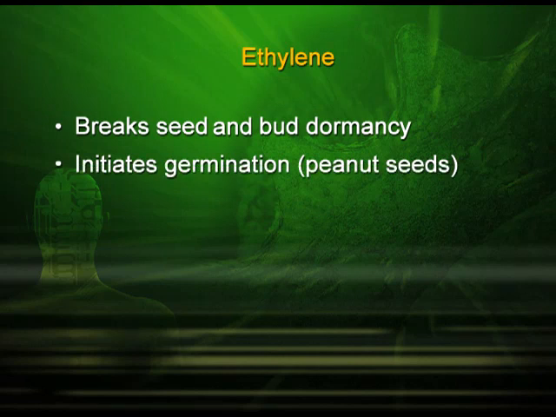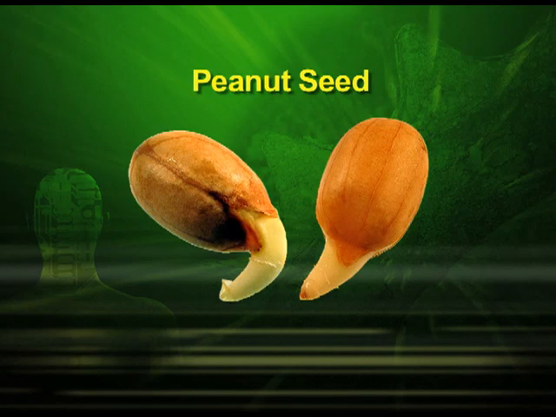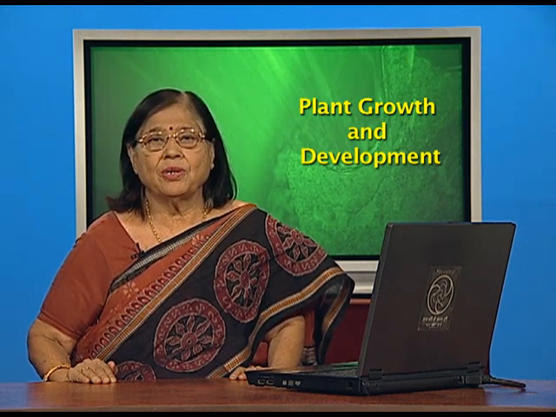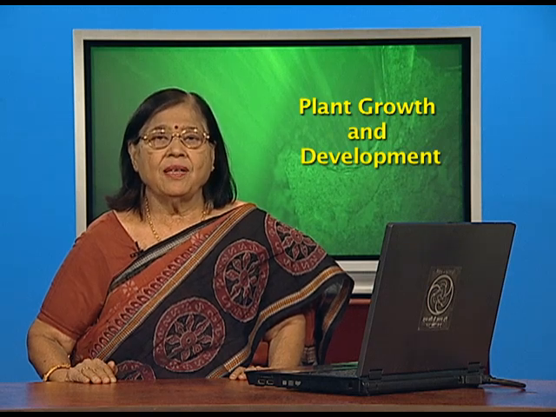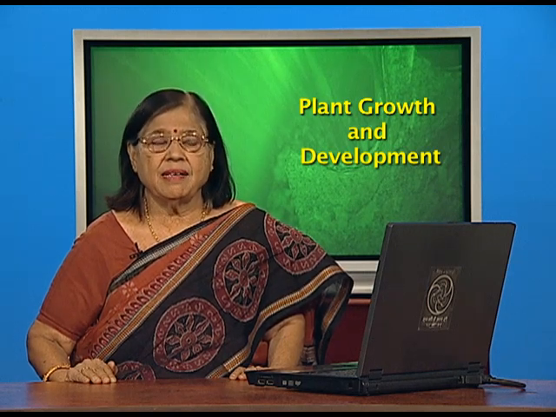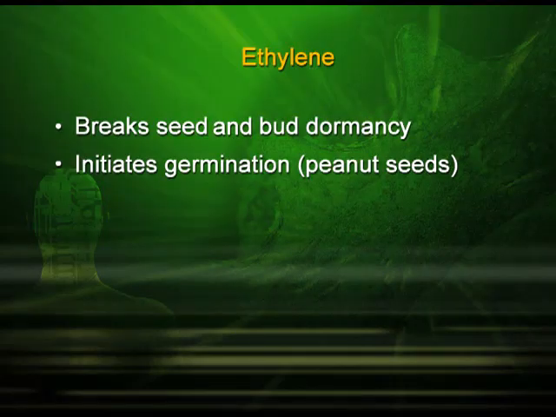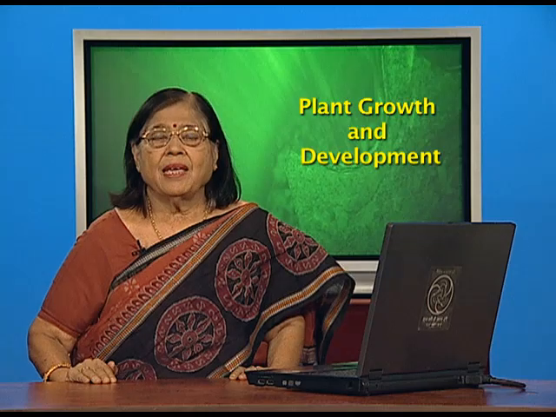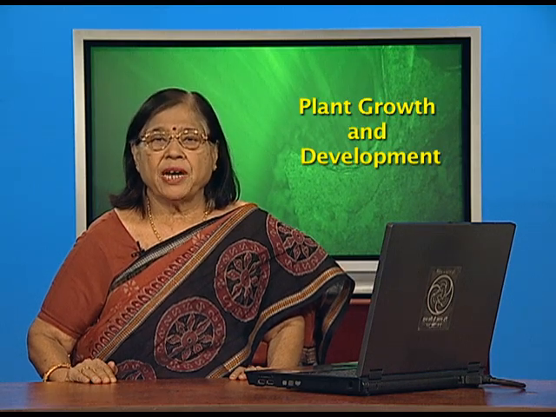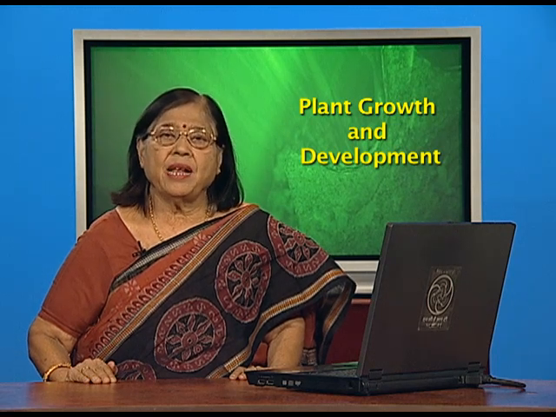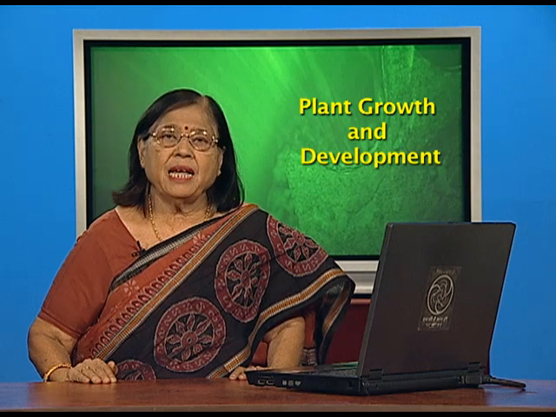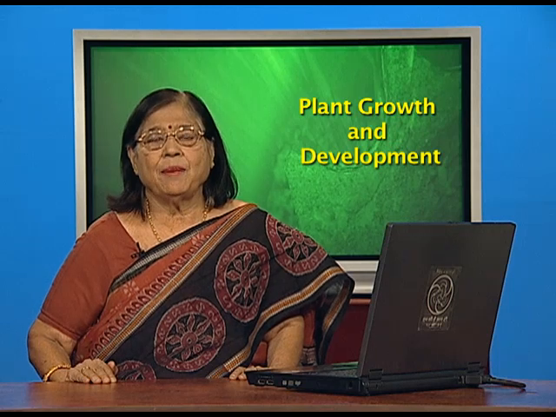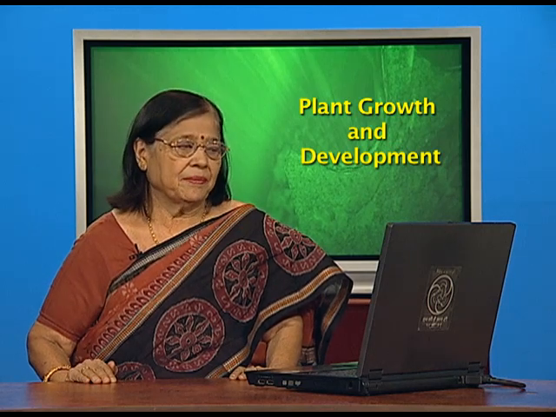It initiates germination. A very good example is peanut seeds, and we all know unless a seed germinates, the plant cannot come out. So, that is another very important role which this PGR ethylene is playing. Sprouting of potato tubers. You know, children, in potato there are eyes, and if you cut this portion of potato along with the eye and put it in the soil, it will grow. Germination will take place. Again, at this point also ethylene has a role. It will help this eye bud to germinate.